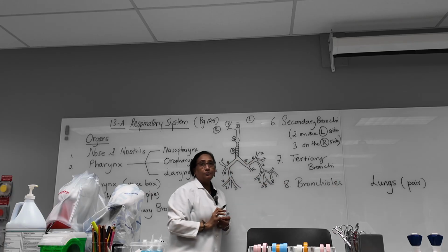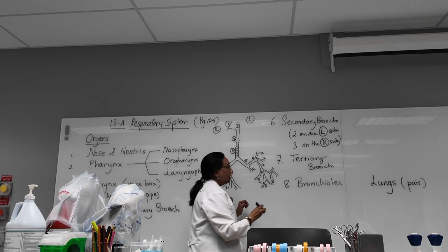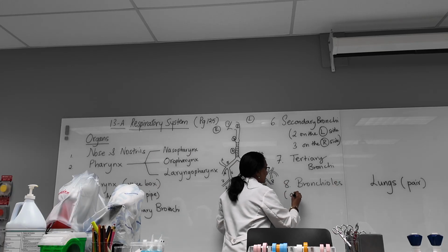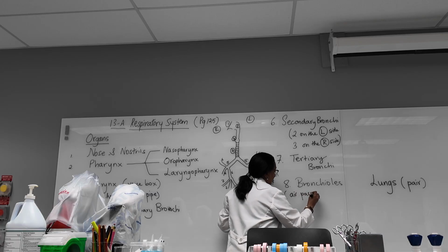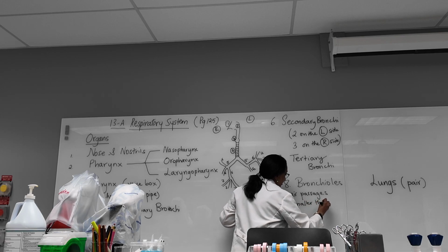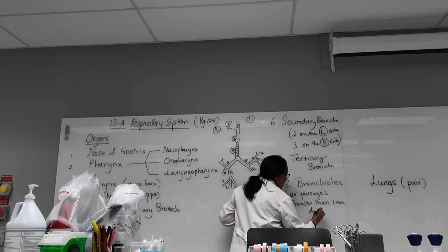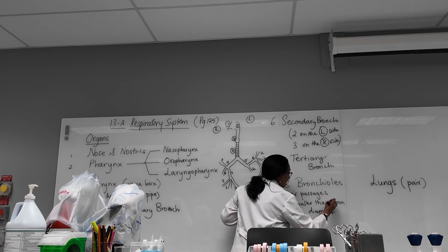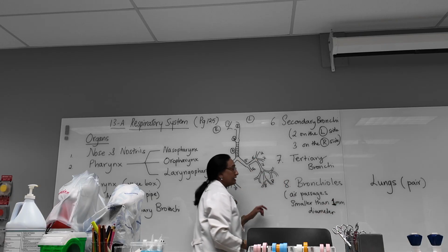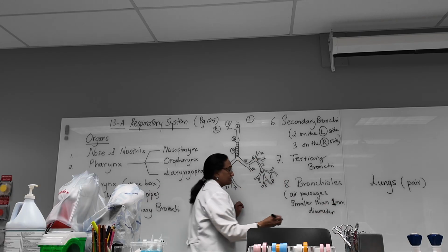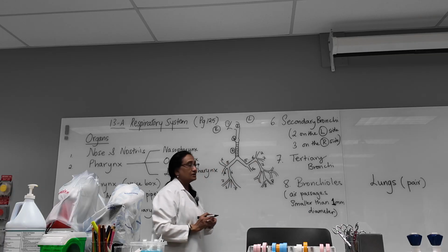Number 8 is called bronchioles. Bronchioles are air passages smaller than 1 millimeter in diameter. So very, very tiny branches. Small passages, very small passages.